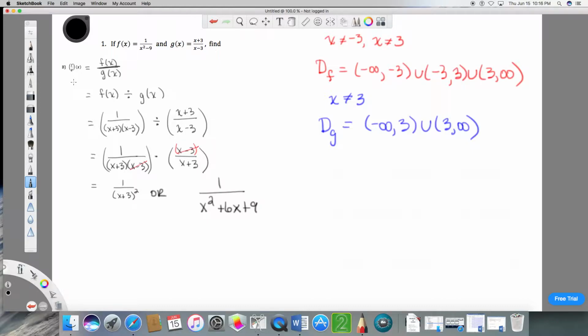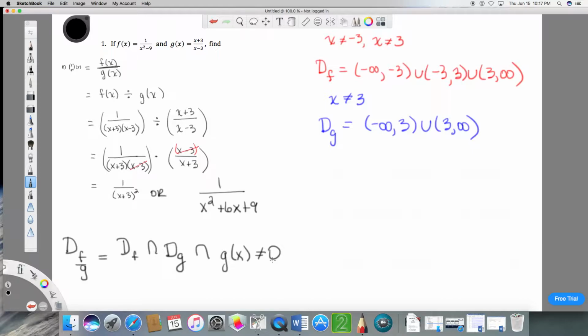Now, to find the domain of f over g, it's getting a little bit more complicated. We start out in the same way that we did for part A. That's why I didn't erase this domain of f and domain of g, is we're going to take the domain of f and intersect it with the domain of g. And that's the same as what we did in part A, but we also have to be concerned if g of x, is there a possibility that g of x could ever be 0? And if it is equal to 0, we find the values of x that cause that and throw it out of the domain.